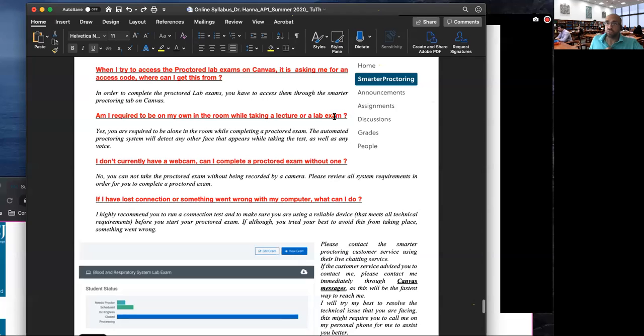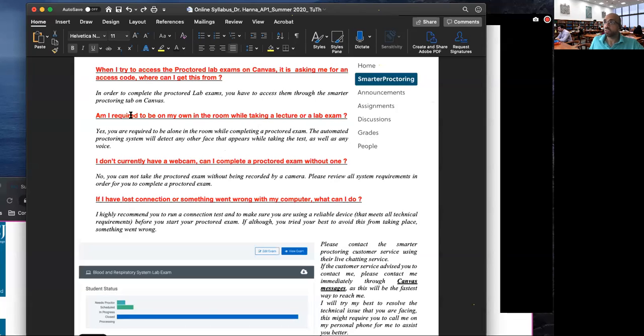Something related to the proctored lab exams, you need to have a complete operating system, either a Mac OS or PC, to get this completed. You need to have access to a webcam, because it's going to be recording you while you're taking the exam. You need to be on your own in a room, because the Smarter Proctoring is going to be detecting multiple faces, is going to be detecting multiple voices, and it's going to be marking them for me to check.